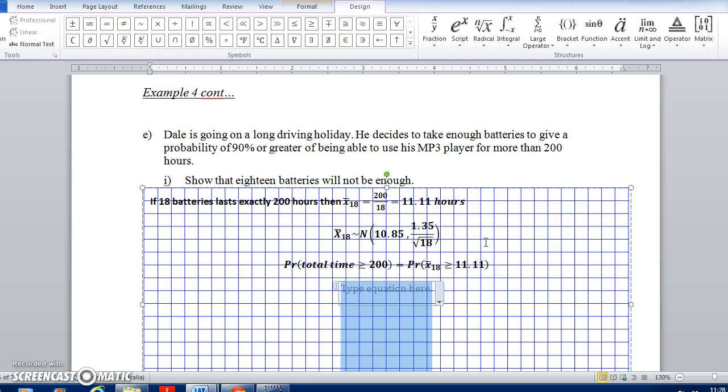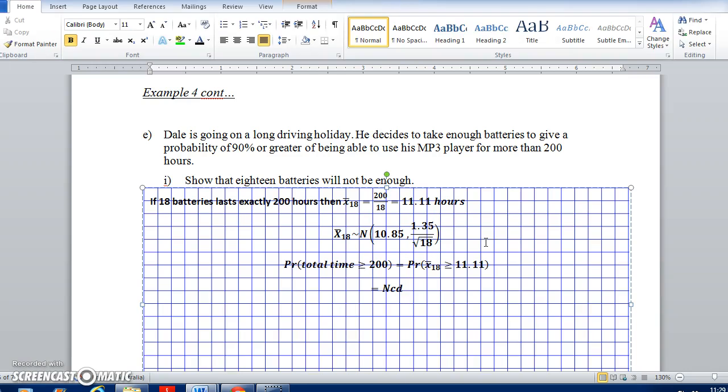And so we again use the NCD function. So the lower value is 11.11, the upper value is 1 times 10 to the power of 99. The standard deviation is 1.35 on the square root of 18. Still didn't get the brackets right. And the mean is going to be 10.85.